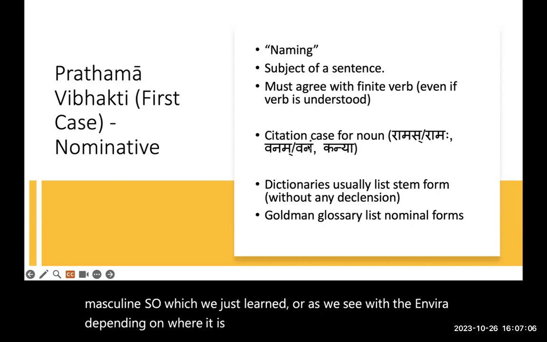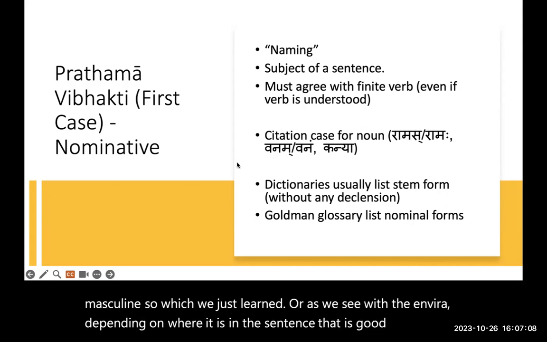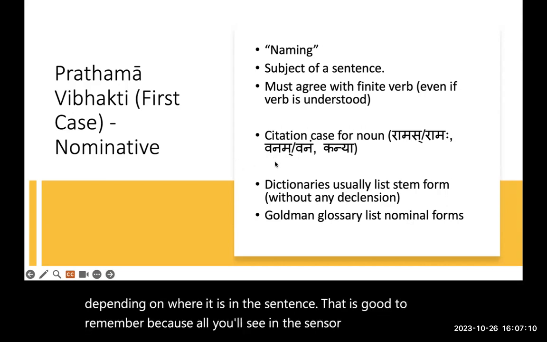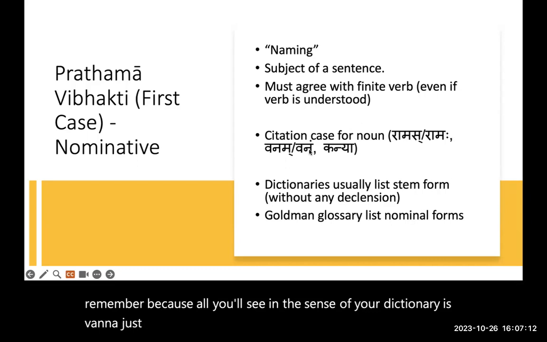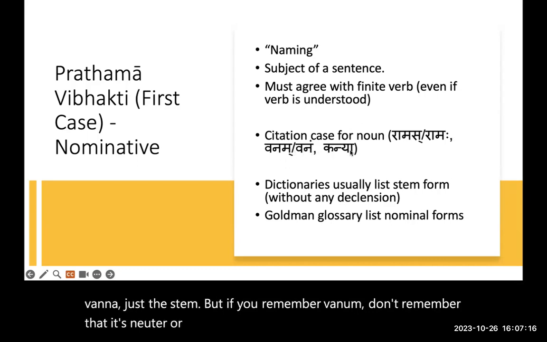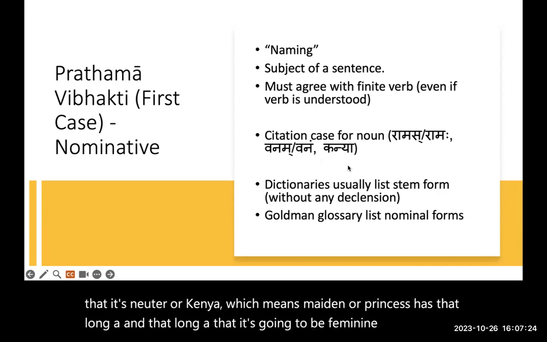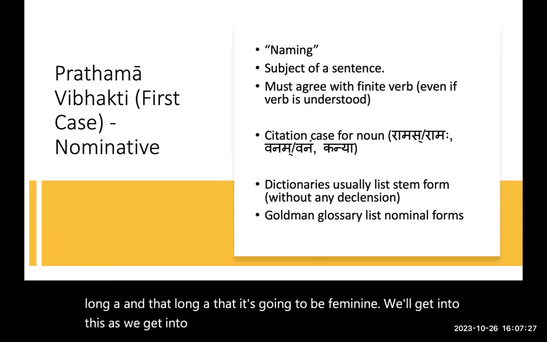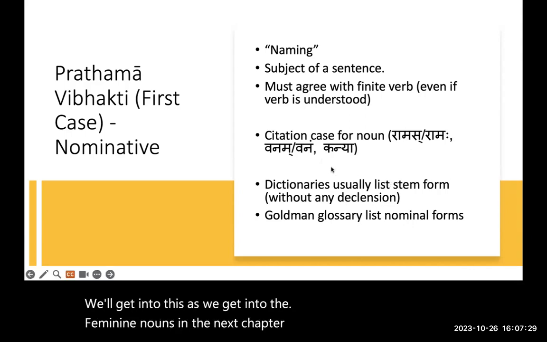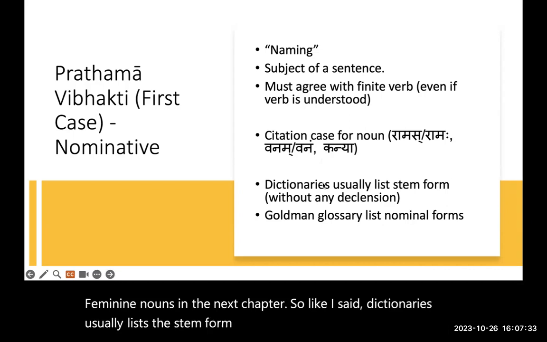So vanam, which we just learned, or vanam as we see with the anuswara, depending on where it is in the sentence, is good to remember, because all you'll see in the Sanskrit dictionary is vana, just the stem. But if you remember vanam, you'll remember that it's neuter. Or kanya, which means maiden or princess, has that long A, and you know that it's going to be feminine. We'll get into this in the next chapter. Dictionaries usually list the stem form without any of these declensions.